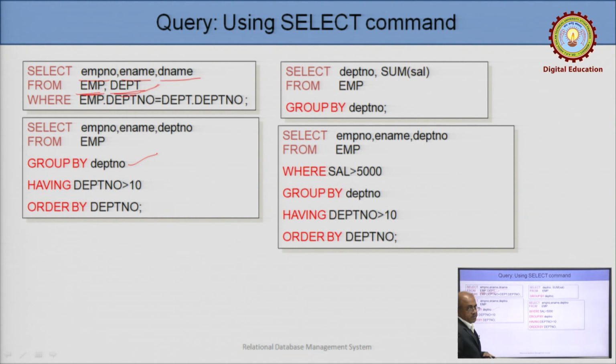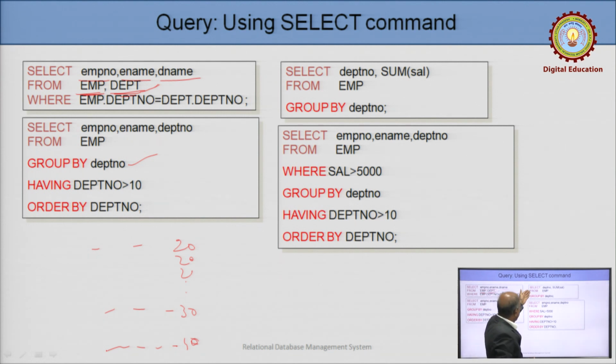order by department number. So first of all, employees working in department number 20, their number and name will get displayed, 20, 20, 20 like that. Then 30 will come, and then department number 40 employees will come. So this is the query where we have used select, from, group by, having, order by.